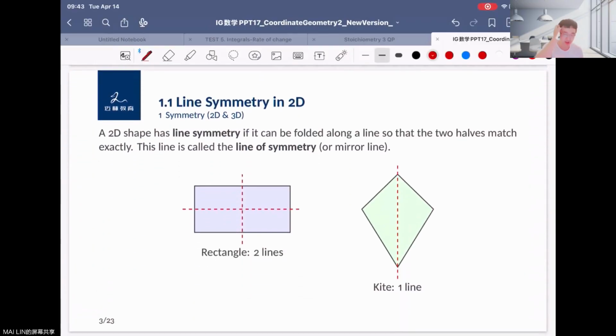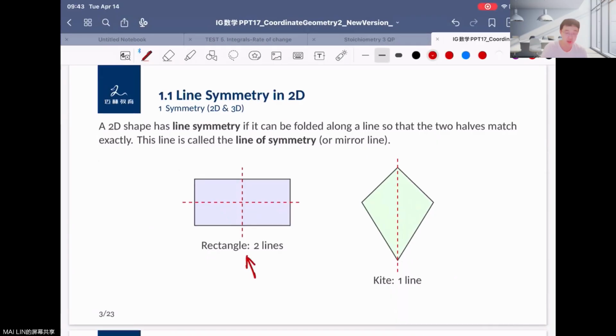You can find here we have two graphs. We call them both two-dimensional line symmetry. For the rectangle, you can say there are two symmetrical lines. Maybe here this is the first line. If you fold the rectangle along this symmetrical line, you can find they cover each other completely. That is a symmetry.